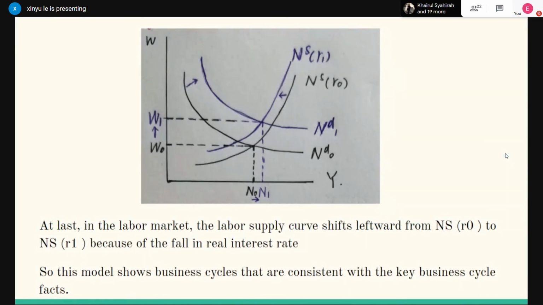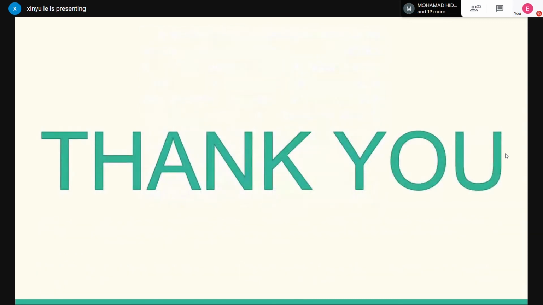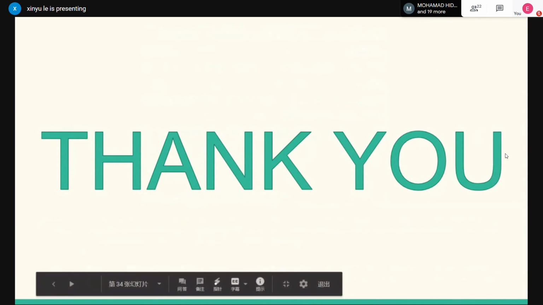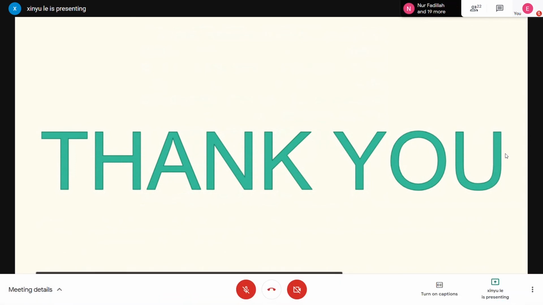So this model shows business cycles that are consistent with the key business cycle facts. Thank you. That's all.